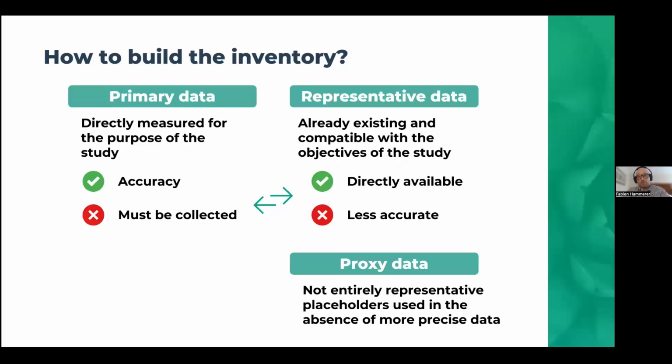And finally, I'm going to talk about proxy data, which is not entirely representative placeholders used in the absence of either representative data or primary data. So they're kind of like gap fillers. They're basically assumptions that allow you to approximate the actual lifecycle inventory and, down the line, your own impacts. They're generally considered less accurate than representative data, so their use should be avoided if possible.